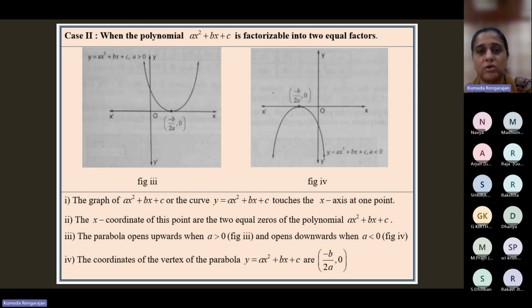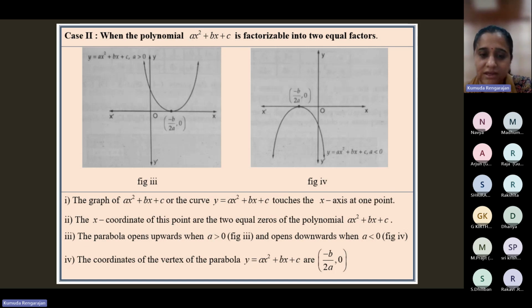So it can open upwards or downwards. Whether it has no roots, one root or two roots, the parabola will either open upwards or downwards. In all the three cases, it depends on the value of a, the coefficient of x squared. If it's positive, upwards; negative, downwards. In all three cases, it can be upwards or downwards.